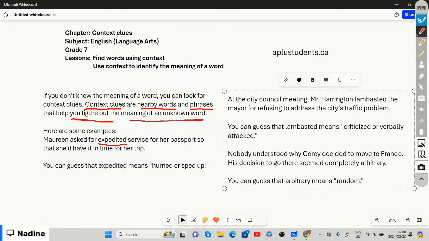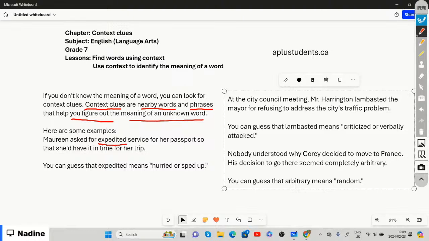Once again, it says Maureen asked for expedite service for her passport so that she'd have it in time for her trip. If she wants to have it in time for her trip, then expedite service probably means she wants hurried service, quick service. She wants them to speed up the process because she specifically wants her passport in time for her trip. She doesn't want them to delay with her passport. She wants quick service, speedy service.